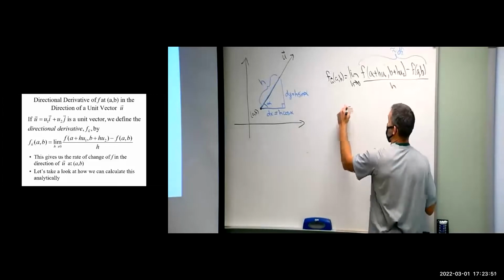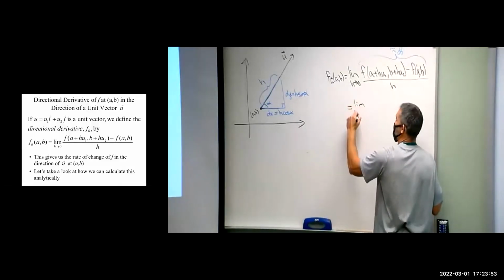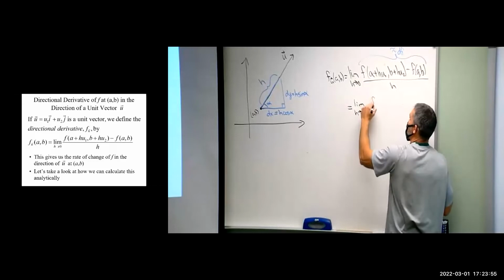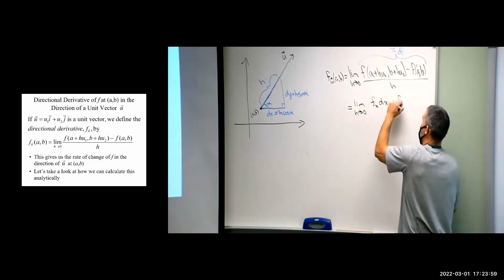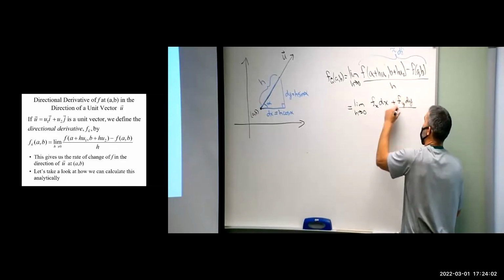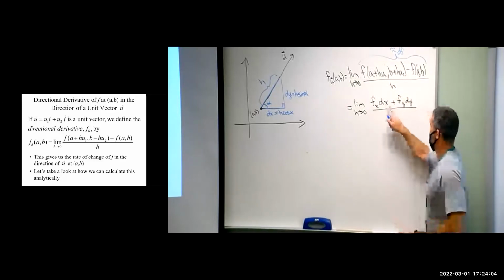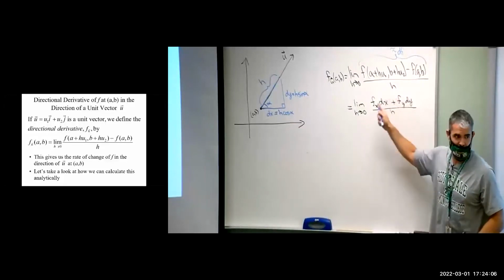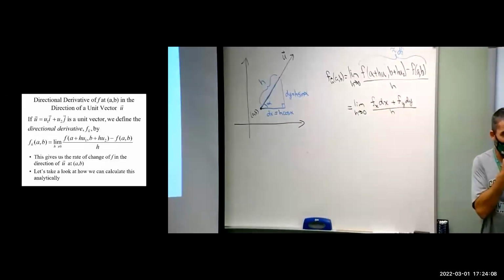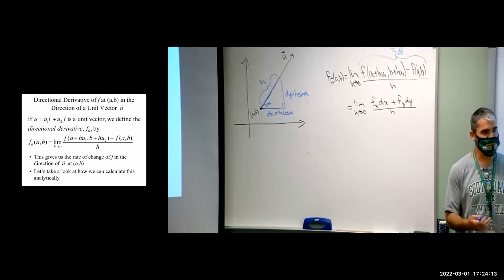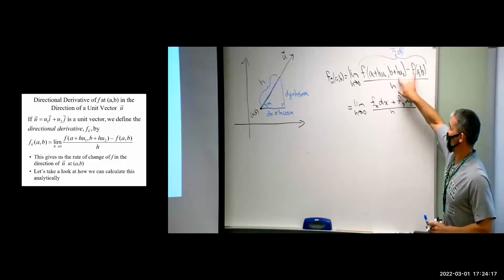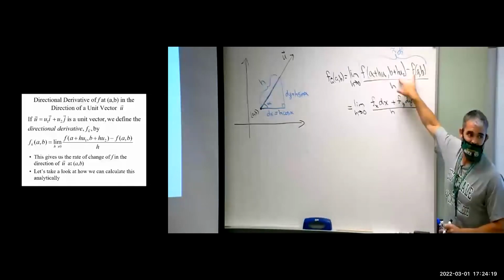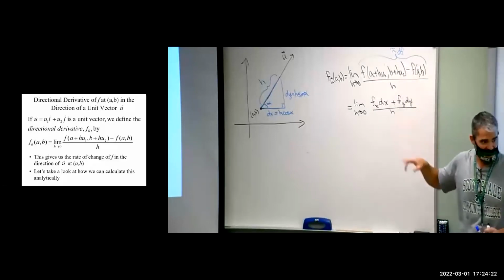So, limit as h goes to 0 of f sub x dx plus f sub y dy all over h. Now again, this is the numerator. That's just the differential we were talking about last time. What does the differential do? It gives an estimate in the change in output. Well, because h is going to go to 0, this thing is going to be exact.